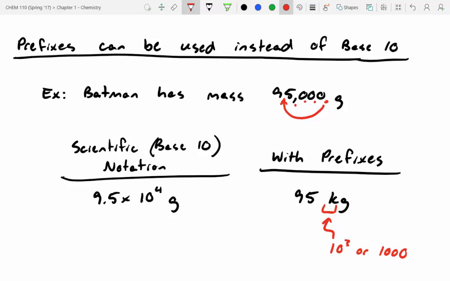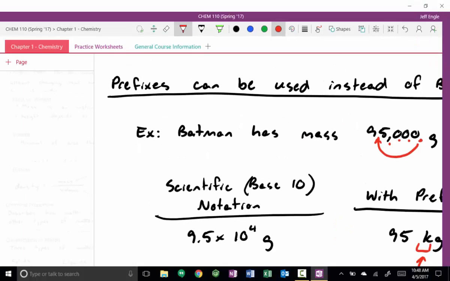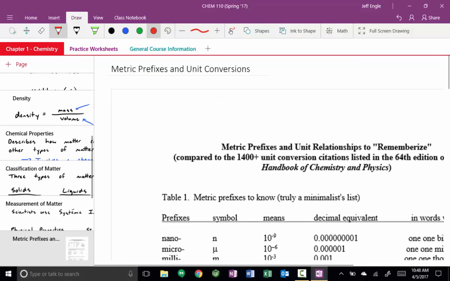So did you guys all get a chance to grab the handouts up front? If you haven't, feel free to run up and grab one really quick. And we're going to talk about that sheet.